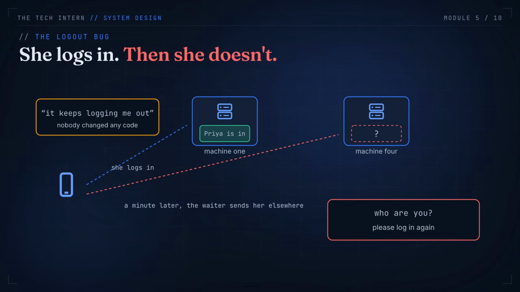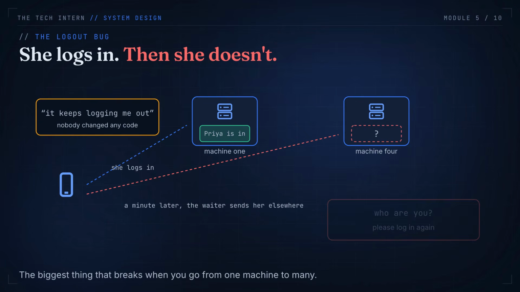And it's not a small edge case. It is the single biggest thing that breaks when you go from one machine to many. On one machine, this worked perfectly because every request hit the same box.